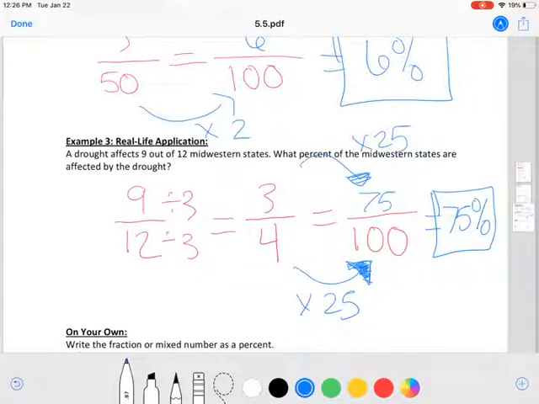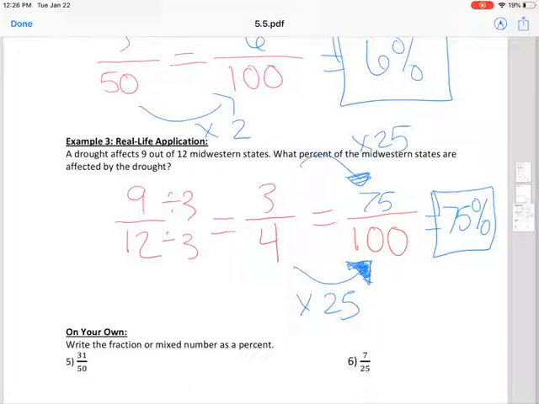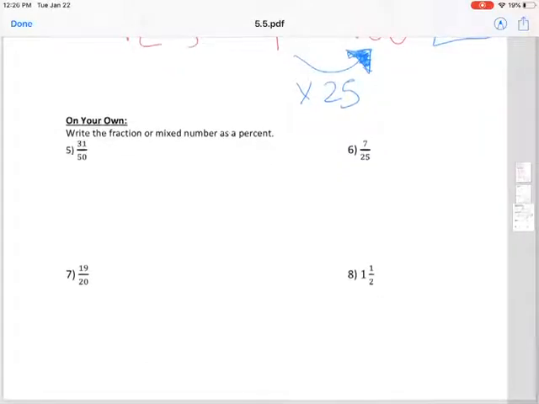All right, so if something is not making sense to you in this video, please go back and rewatch that part that is still not making sense to you. On your own, on these 5, 6, 7, and 8, the first thing you are going to want to do is make it equal to a fraction with 100 as a denominator. Make it equal to that whole of 100. And then think about how you get from your denominator to 100. You're going to do the same thing to the top of the fraction. In number 8, you're going to have to first turn this into an improper fraction before you can do that, because currently it's in mixed number form and you need to turn it into an improper fraction to begin.